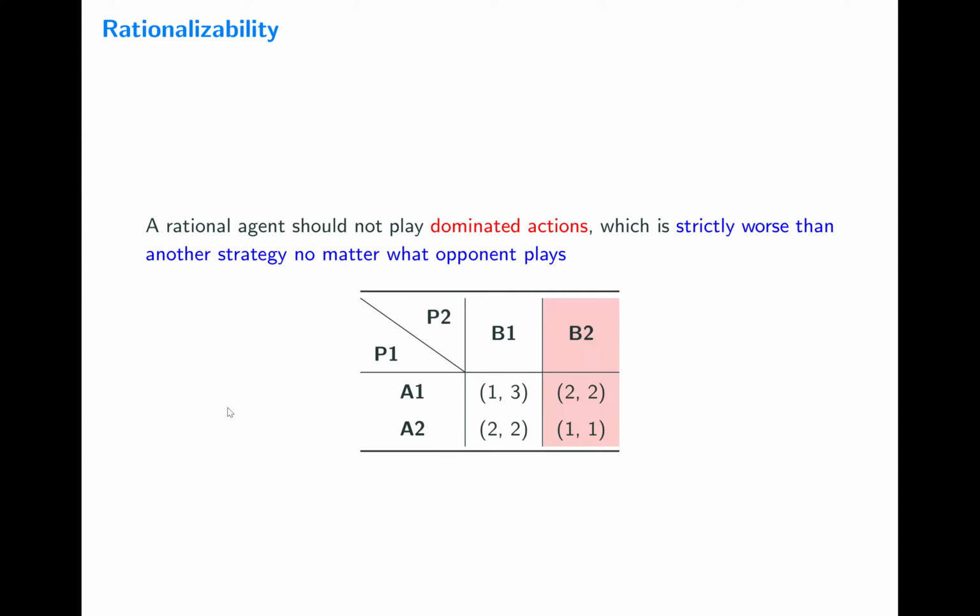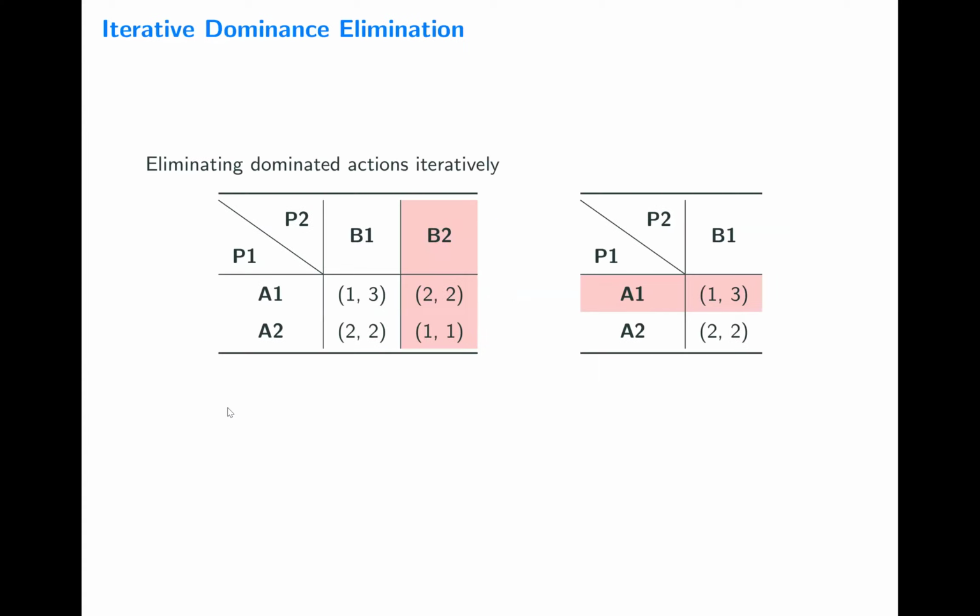For example, we can look at this very simple normal form game where every player has only two actions, and we can see in this scenario the second player. If you play action B2, you get a reward of 2 and 1. And if you play action B1, you get a reward of 3 and 2. So no matter what the opponent is playing, B1 is always better than playing B2. So B2 is just a dominated action. So a rational agent should never play this dominated action.